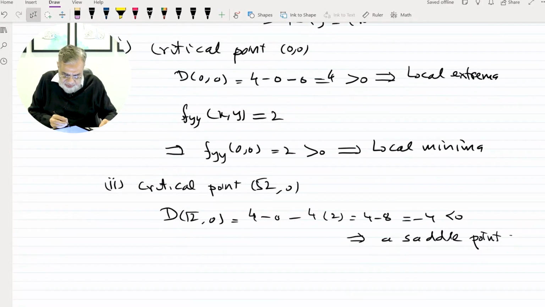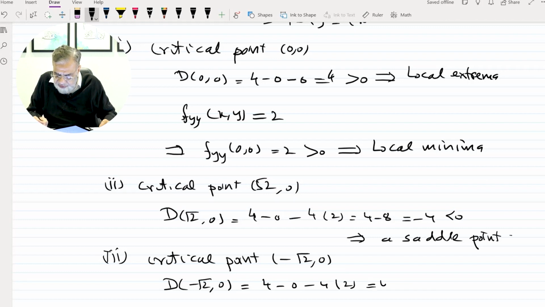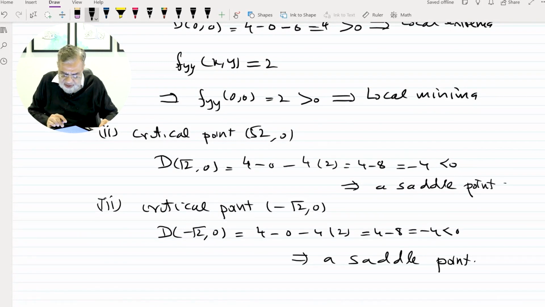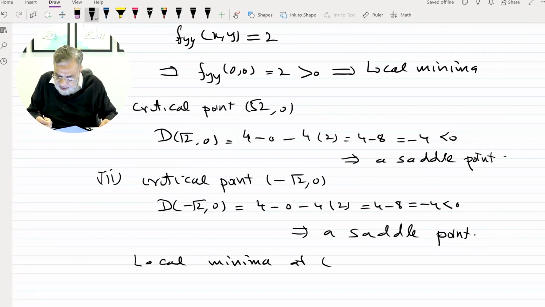So here we take the third critical point, minus root of 2 and 0, and we discuss the discriminant at this critical point. We substitute here and get 4 minus 0, and minus 4 into root of 2 squared, which is equal to 2. Again 4 minus 8 is equal to minus 4, again less than 0. And if it is less than 0, this implies we are having a saddle point. So we get only one point where we get the local extrema, the local minima. So we are having local minima at the point (0, 0).